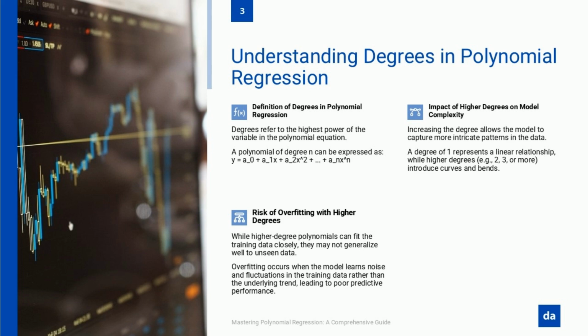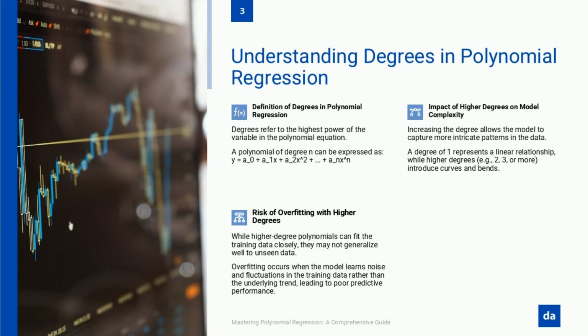We'll explore these techniques later, but for now, the key takeaway is this: a low-degree polynomial, like 1 or 2, may underfit the data, missing important trends. A high-degree polynomial, like 7 or 8, may overfit, capturing noise instead of meaningful patterns. The goal is to find the optimal degree that balances accuracy and generalization. Next, we'll explore real-world applications of polynomial regression, from predicting stock prices to modeling climate data. This will help us see how different degrees play a role in real-world problem solving.